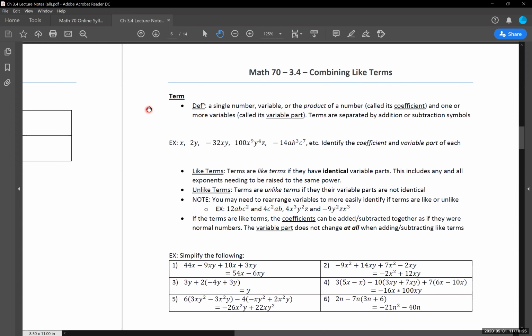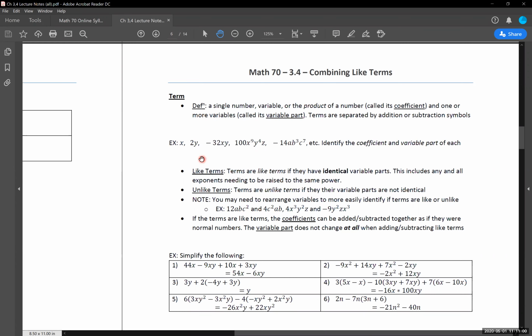So our definition of a term is a single number, variable, or the product of a number, called its coefficient, and one or more variables called its variable part. Terms are separated by addition or subtraction signs. A single term could just be x, it could be 2y, negative 32xy, 100x to the ninth, y to the fourth z, negative 14ab cubed c to the seventh, etc.